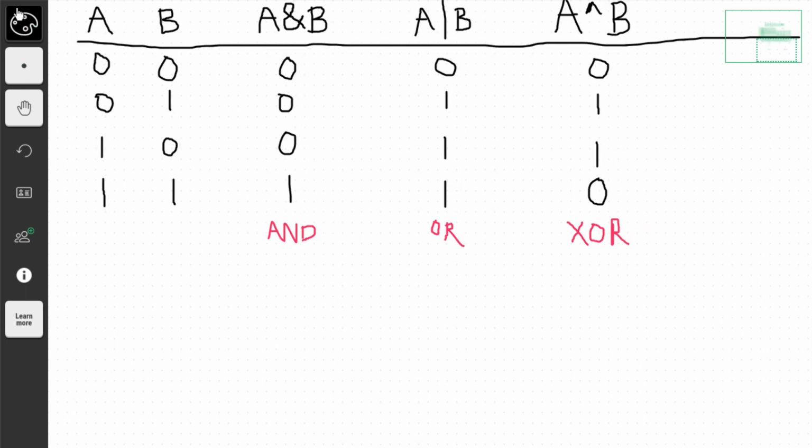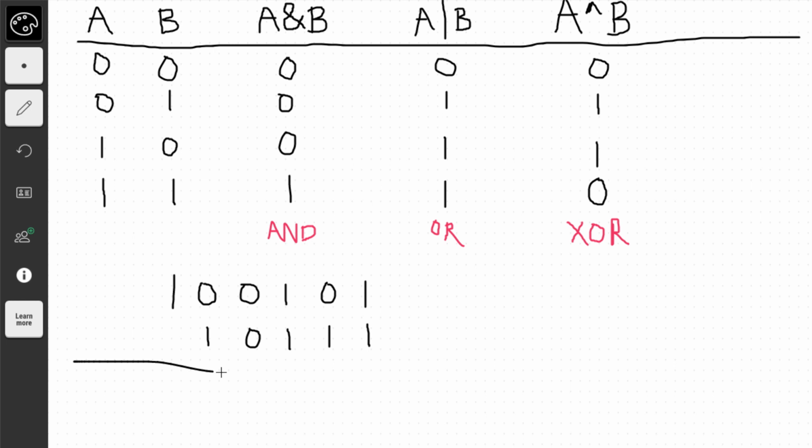Yeah, that's probably good right there. So what we want to do is some operations. I guess we'll start with AND, then we'll do OR, then we'll do XOR. So what was it? 1 0 0 1 0 1 and then 1 0 1 1 1. I think that was it. Okay, so there we go.